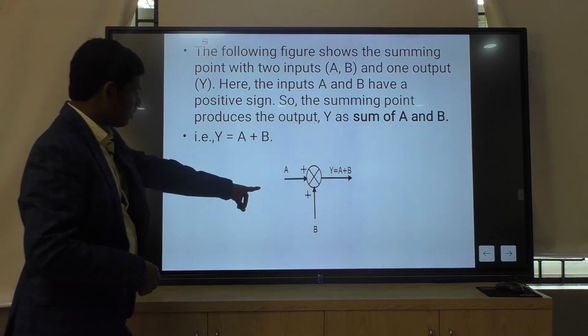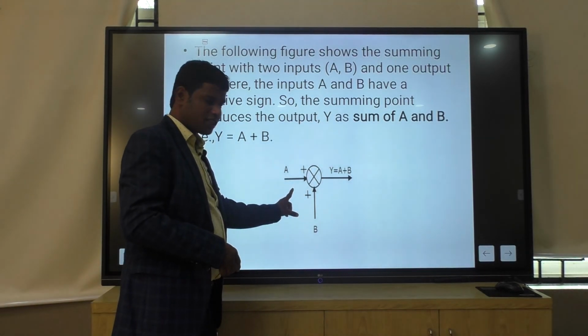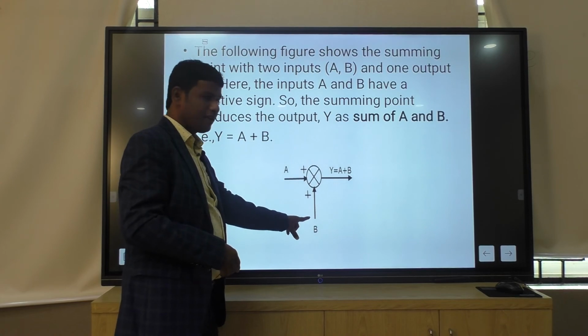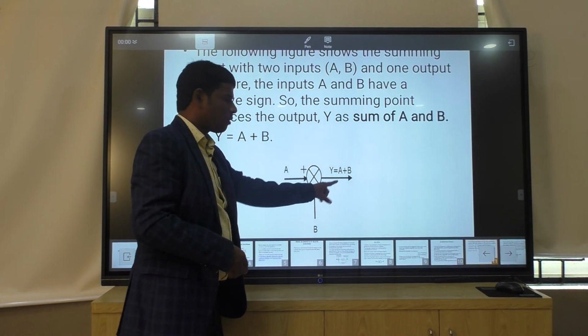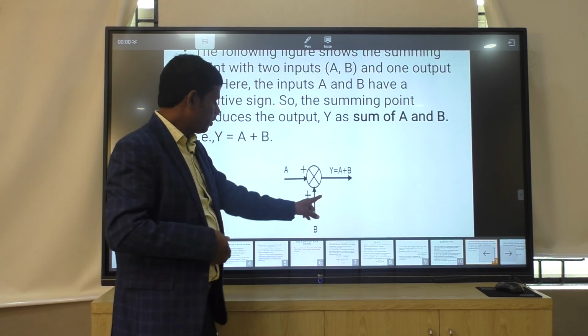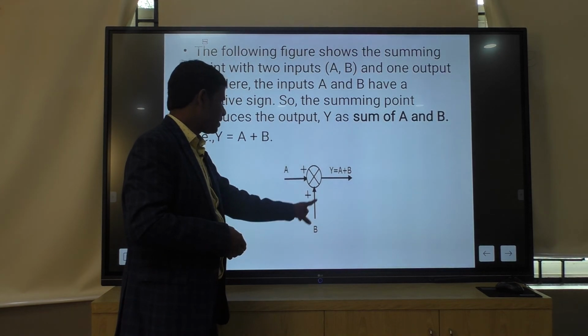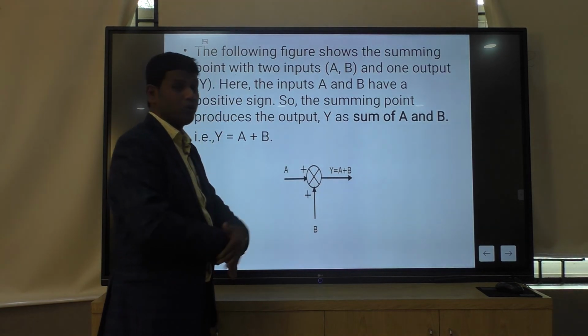This is a summing point. It is used for addition or summation of two signals, signal A and signal B. If two signals are required to be added and supplied to a point, we use a summing point. A is a positive signal, B is a positive signal, so the output signal Y is equal to A plus B.